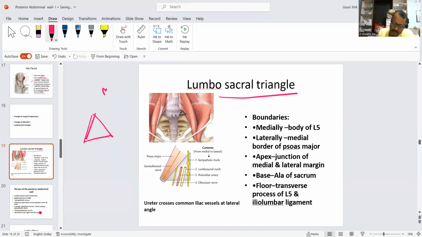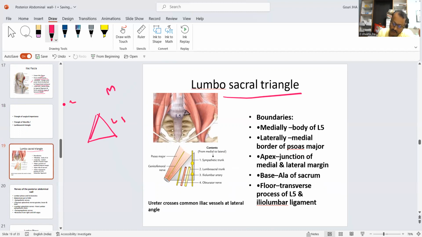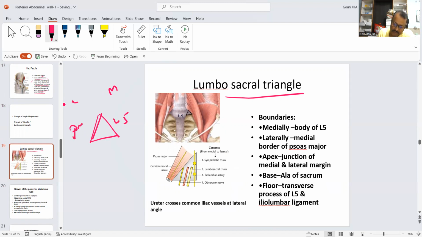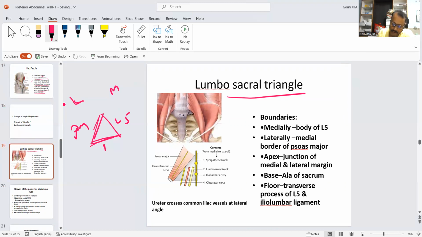If this is medial, this is lateral. So medially it is the L5 vertebra, and laterally we have the medial border of the psoas major muscle. The apex will be formed by the meeting of the medial and lateral borders, and the base will be formed by the sacral promontory, or the ala of the sacrum. This is the ala of the sacrum. The ala of the sacrum will form the base, and the floor will be formed by the transverse process of L5 and the iliolumbar ligament.